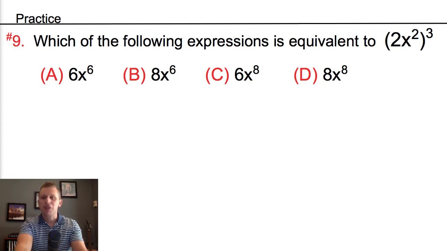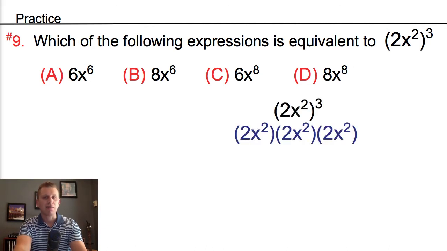Well, this one's a little bit tricky because now you actually have a product within the parentheses. I have 2 times x squared and all of that to the third. So this one's a little bit different. I'm going to do it an old school way. One way I could do it is write 2x squared 3 times, since this whole piece is being taken to the power of 3. So let's do that. I'll write it 3 times.